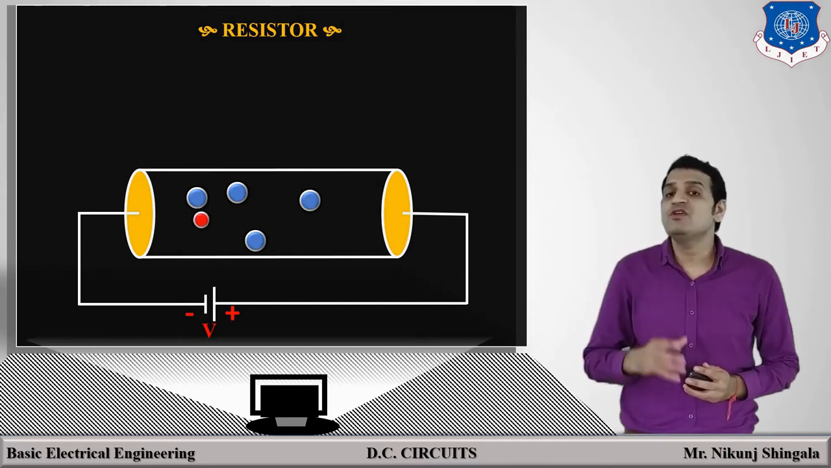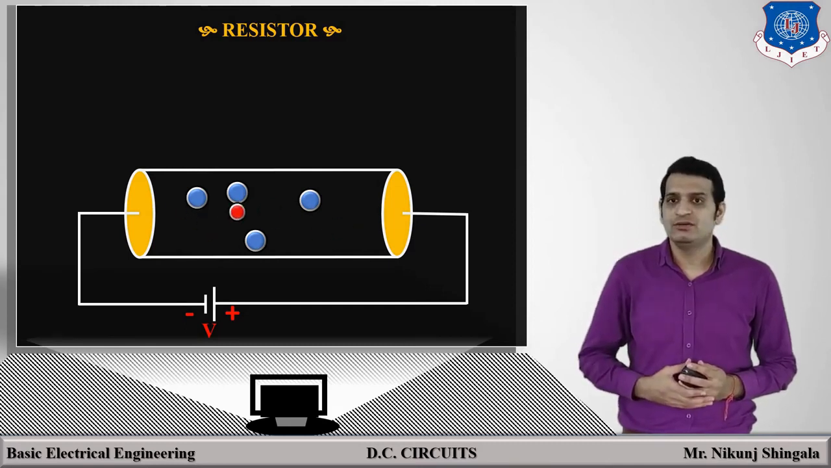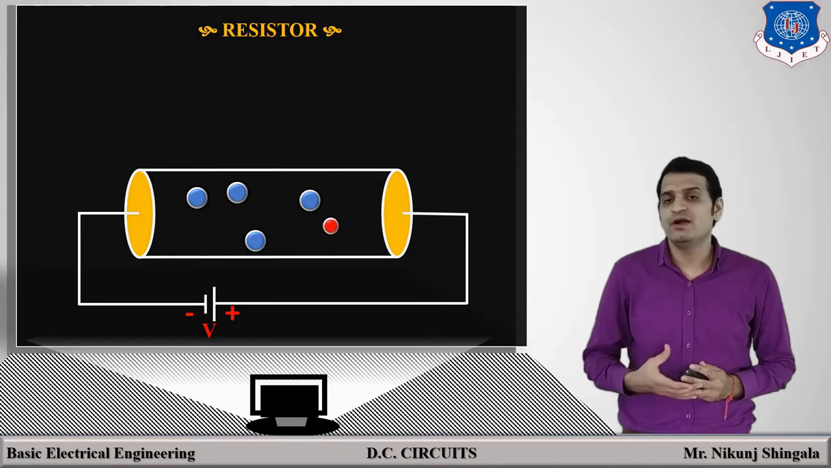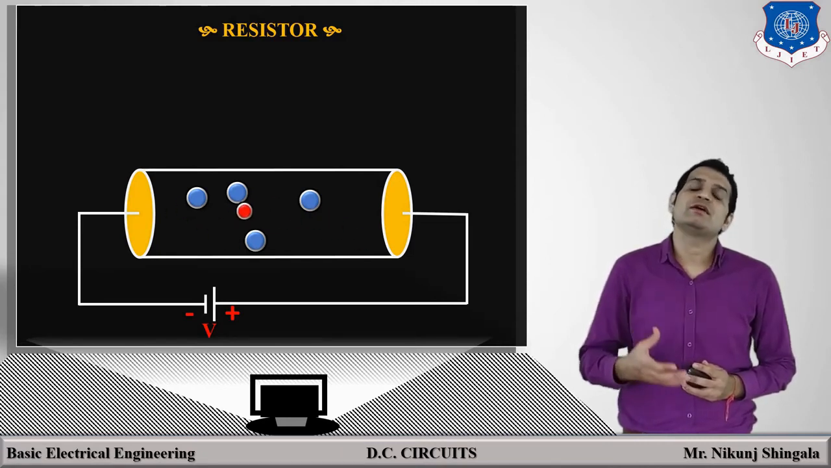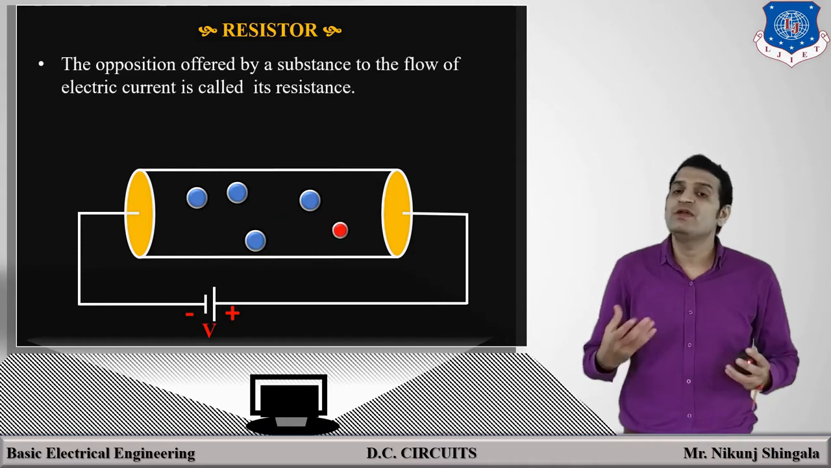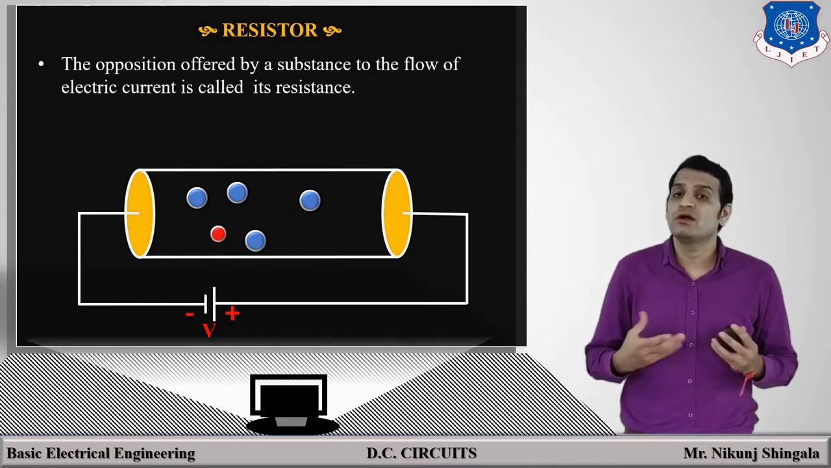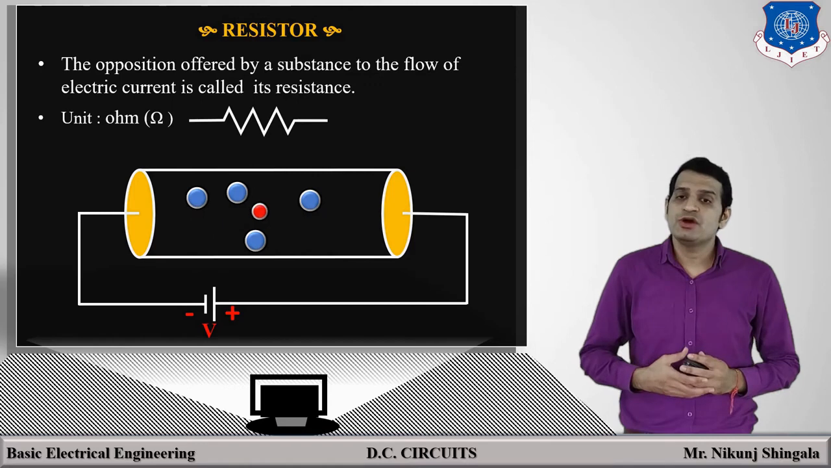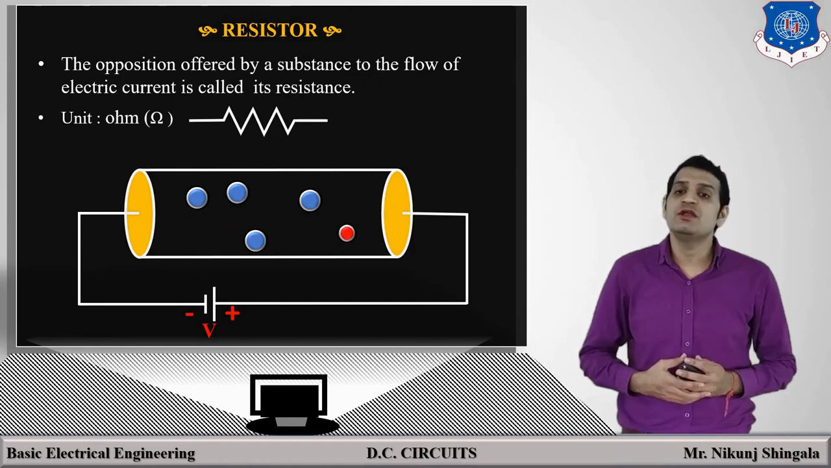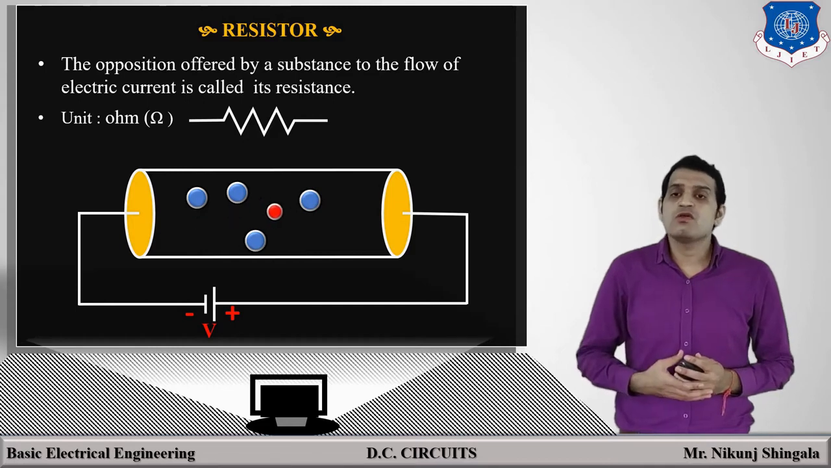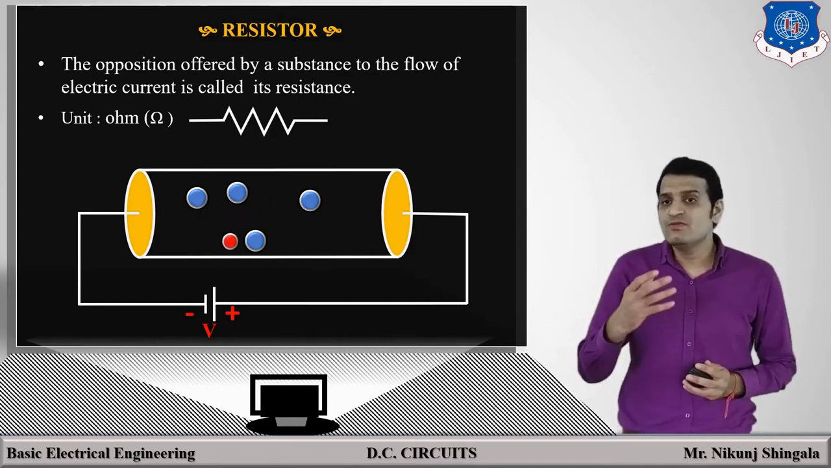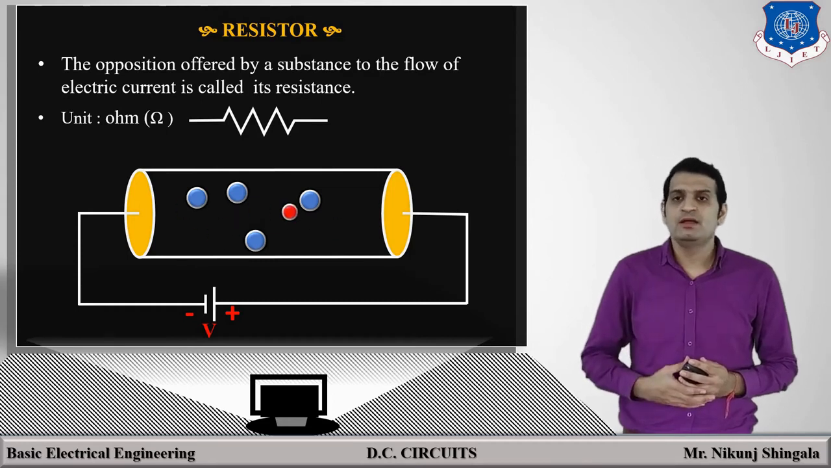So there is something which opposes the flow of electrons, and the opposition offered by a substance to the flow of electric current is called its resistance, because flow of electrons is nothing but the flow of current. It is measured in terms of ohm, which is denoted by omega. Resistance can also be specified in kilo ohm, mega ohm. These are the different ranges in which it is specified.